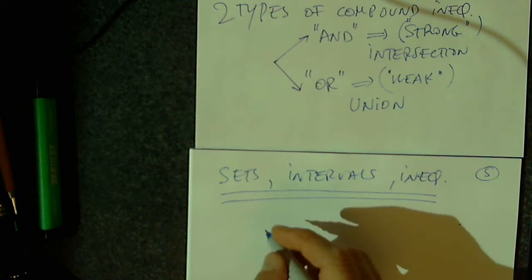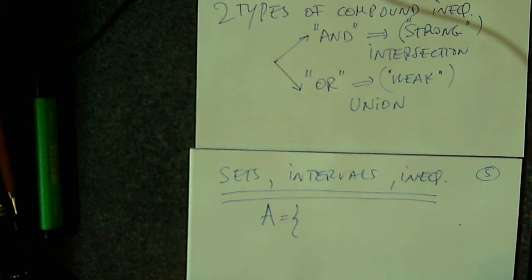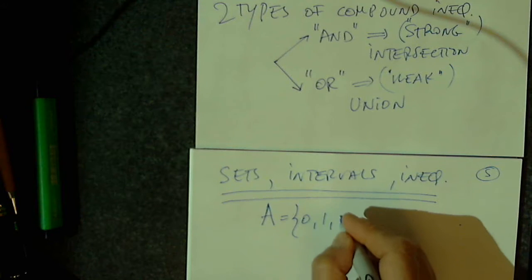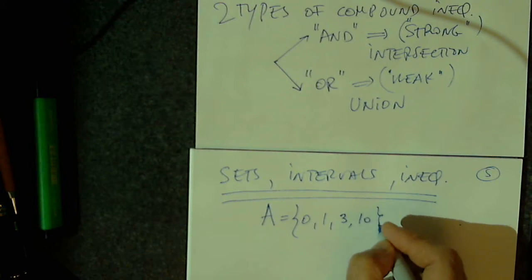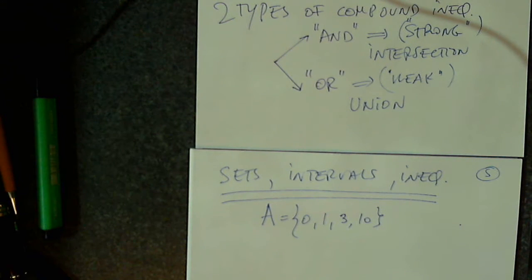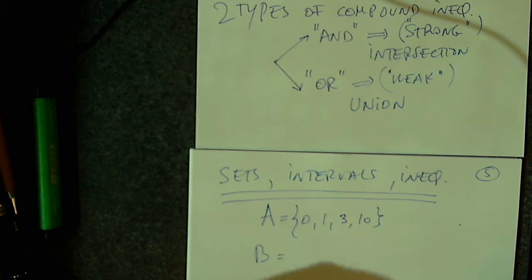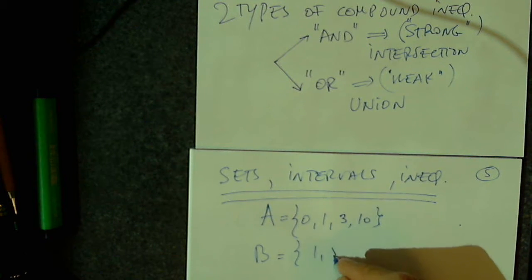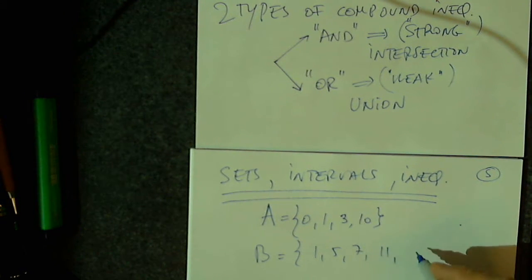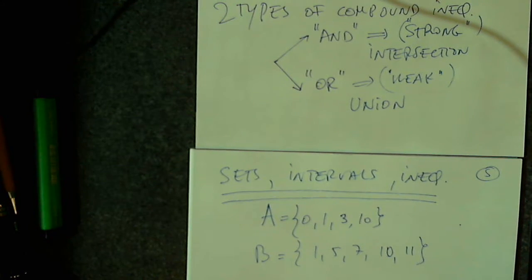Okay, so here's a set. I'm just making it up. 0, 1, 3, 10. That's set A. I have a set with 4 numbers. It's called A. I have a set B with 5 numbers. 1, 5, 7, 11. Let me put 10 also, and 11. Let's say 5 numbers.